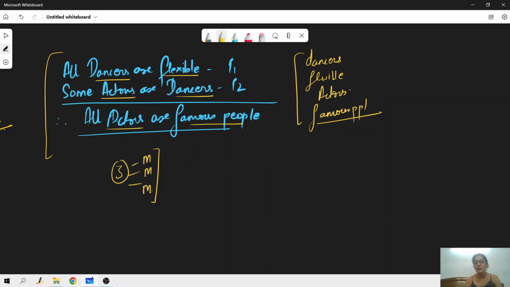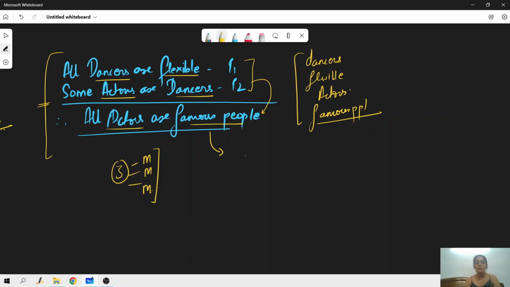So what is the simple thing that we understand from this? That definitely a premise is missing. One of the premises is missing, and as a result, all actors are famous people is not something that we can actually derive from these premises. Alright, let's look at the other side of it.